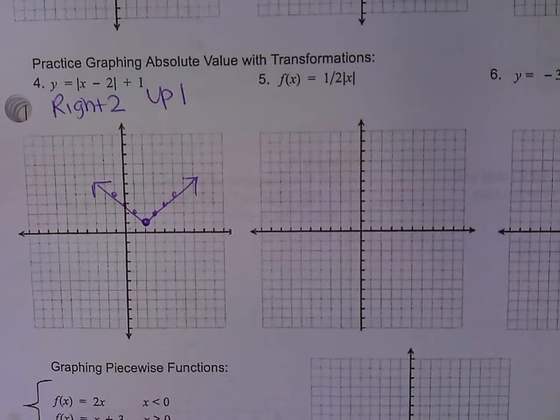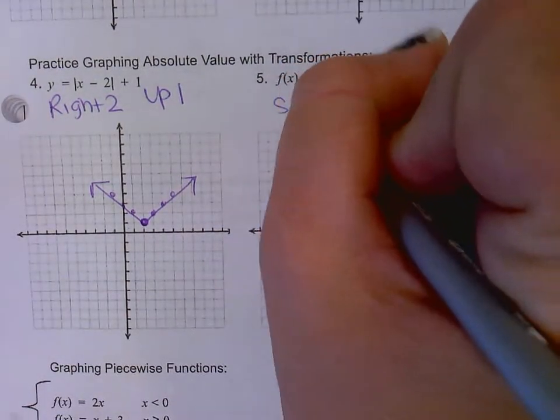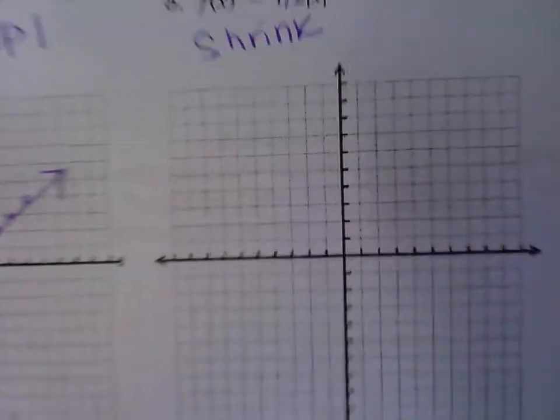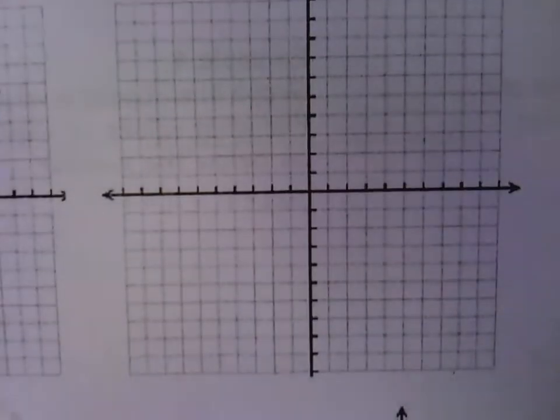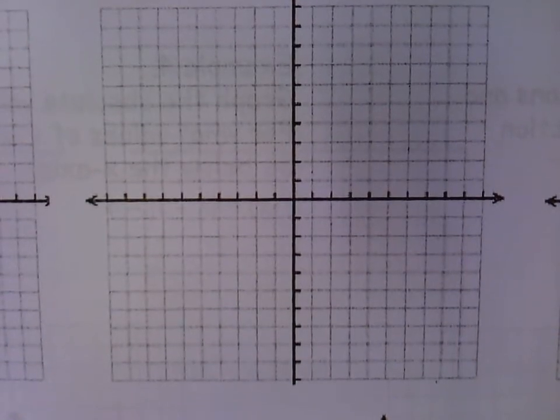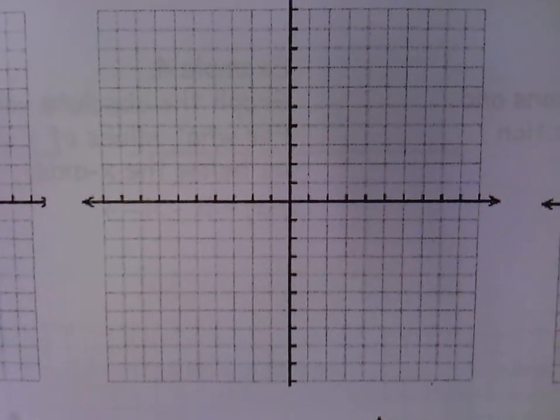So number 5 is a little bit different. What has happened to number 5? Shrunk. It's less tall, so it's a vertical shrink. This one, I'm actually going to zoom in on a little bit because it's hard to see where the 1/2 is. So 1/2 actually becomes the slope of the absolute value V.